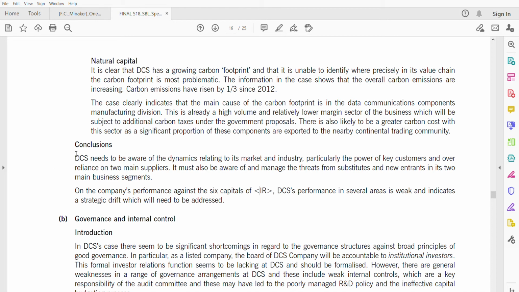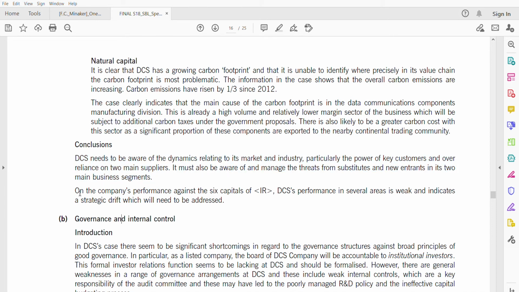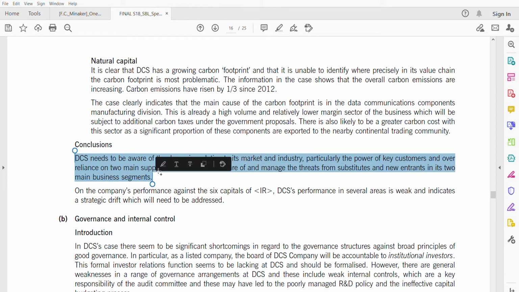And don't think that they just divide the paragraph according to their wish. There is a logic behind the division of the different paragraphs. For example, this is for the first part. Requirement 1A has 2 parts. First part was company and industry analysis of market and industry, and second part was about the 6 capitals. So that's how they have divided the conclusion. Now let's see how they have written the conclusion.